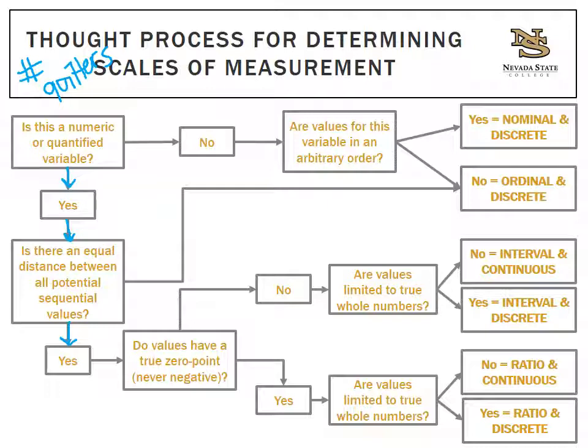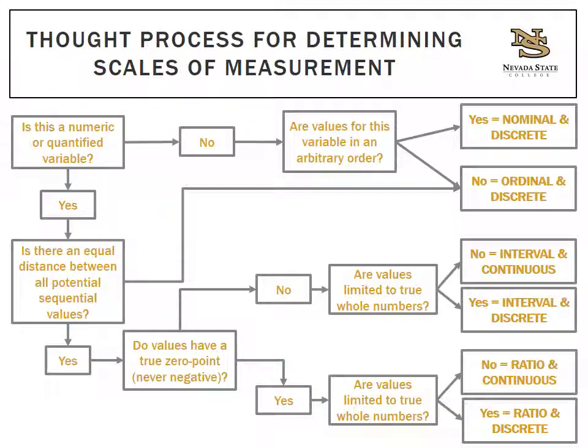Then we say, do values have a true 0 point? Yes, in fact, it does, right? Because you can't have a negative number of employees that quit. Are values limited to whole true numbers? Yes, they are, right? You can't have a fraction of an employee. We're not going to be cutting anybody in half. So we land on ratio and discrete for the number of employees who quit last quarter.